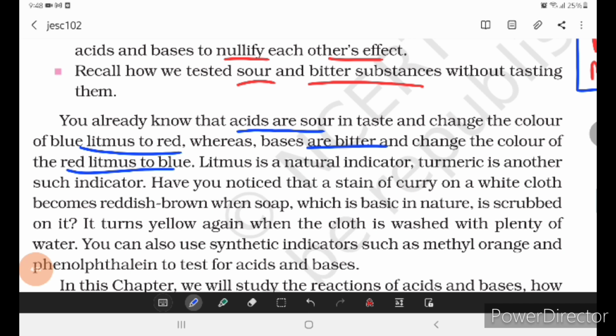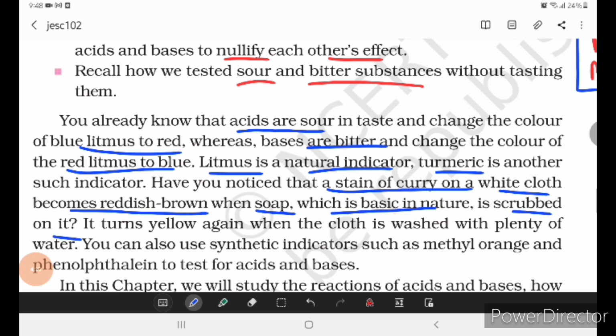What actually is litmus? Litmus is a natural indicator, and turmeric is also an example of a natural indicator. Have you noticed that a stain of curry on a white cloth becomes reddish brown when soap, which is basic in nature, is scrubbed on it? A curry mainly contains turmeric, so turmeric is a natural indicator. As soap is basic in nature, when it comes in contact with turmeric, it turns reddish brown.